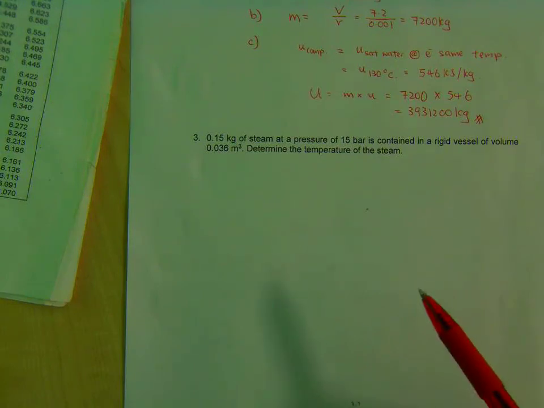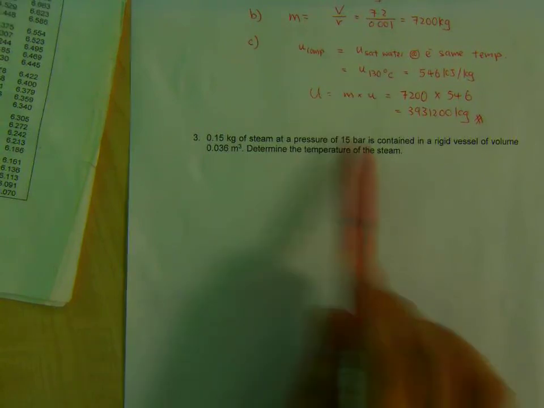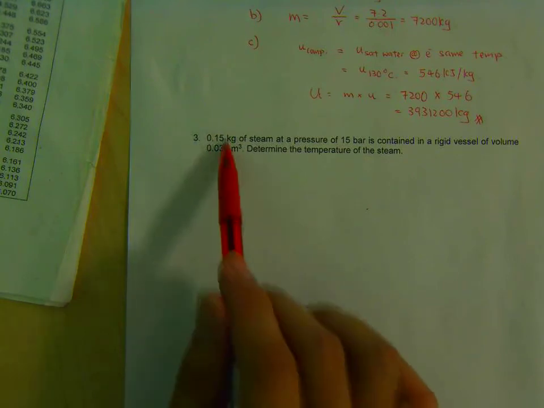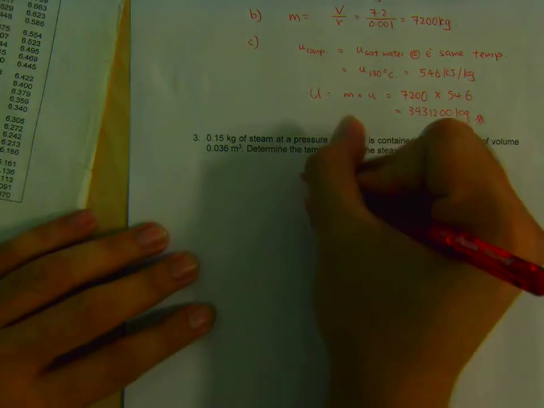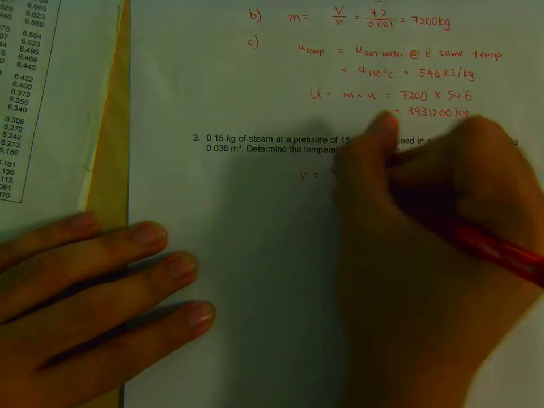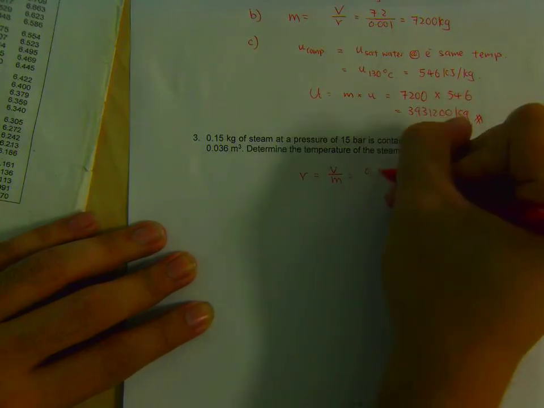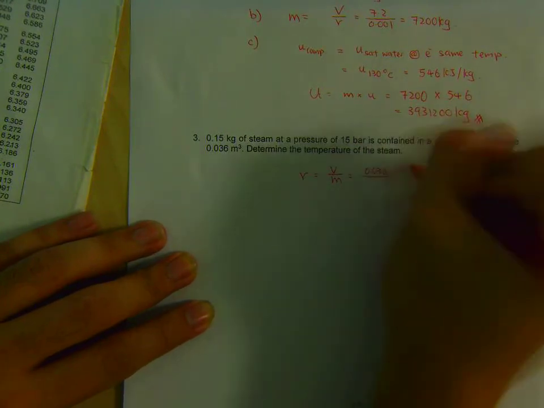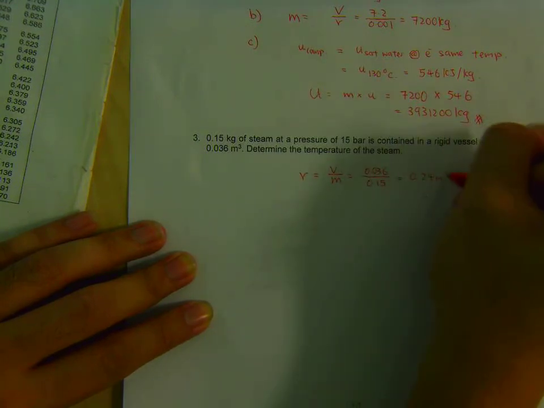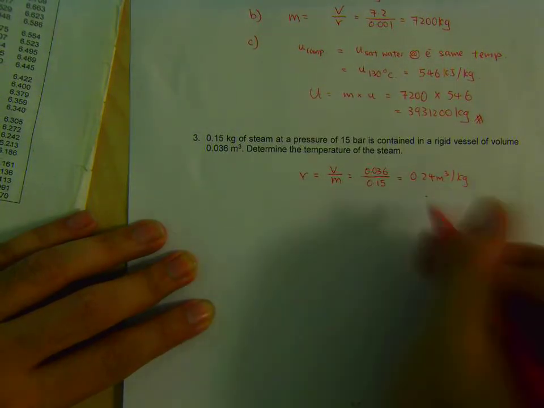To determine this, we know that the pressure is 15 bar, so we need one more parameter. We can derive the other parameter using these two values. We have the mass and the volume, so we can find the specific volume. The specific volume will be volume divided by mass: 0.036 divided by 0.15. This will give us 0.24 meter cube per kg. With this value, you can use it for comparison.